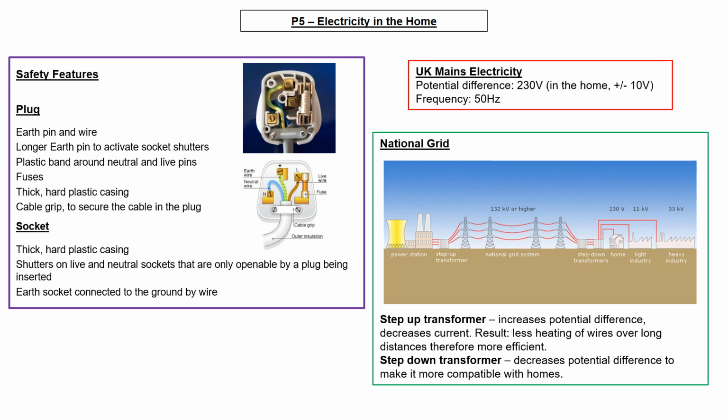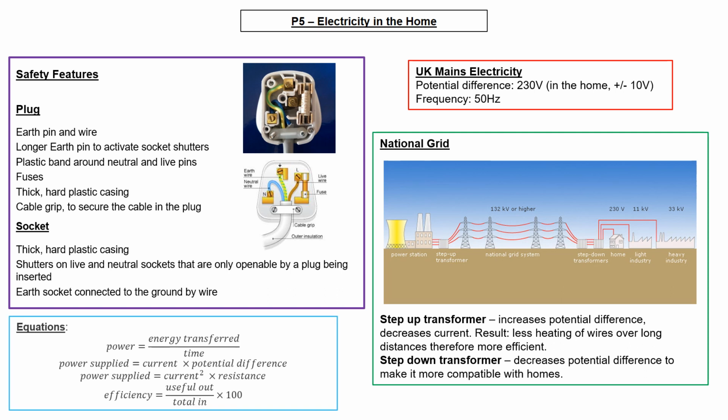So your regular house is 230 volts. You wouldn't want to plug your mobile phone into that directly. So again, you will have a step-down transformer in the plug or the power adapter for your mobile phone. That will drop it from 230 to 5. You'll notice light industry has 11 kilovolts, so it's 11,000 volts, and heavy industry requires something around 33,000 volts.